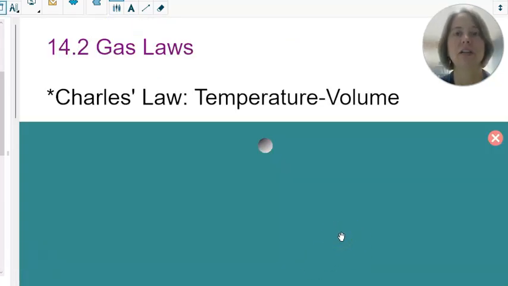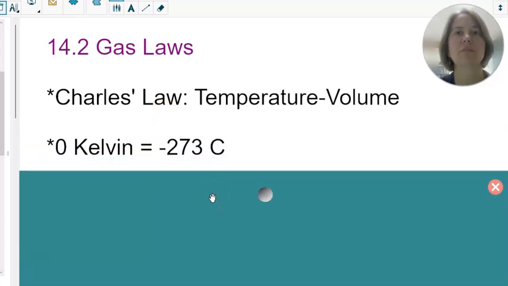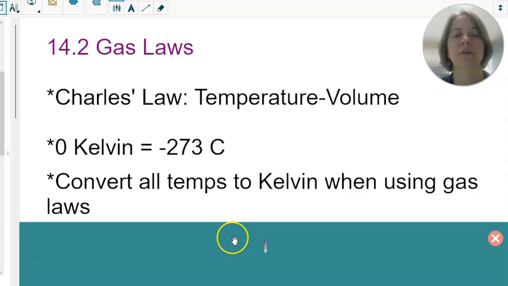Okay, let's look at the relationship between temperature and volume in gases. And this is called Charles's law. So something you need to know is when we're dealing with gases and gas laws, we're always dealing with Kelvin. So you have to convert all of your temperatures to Kelvin. So 0 Kelvin is equal to negative 273 degrees Celsius. So we have to convert all our temperatures to Kelvin when using gas laws. So basically adding 273 to all of our Celsius temperatures.